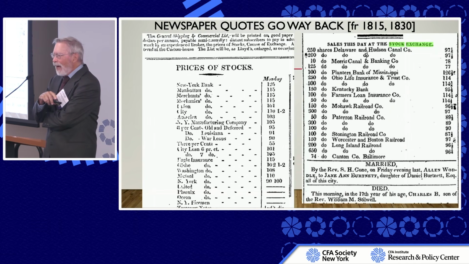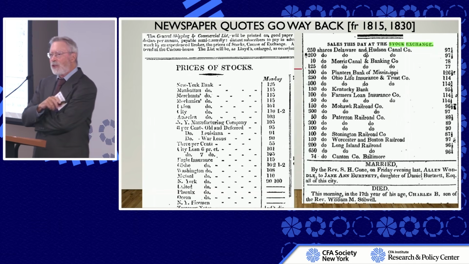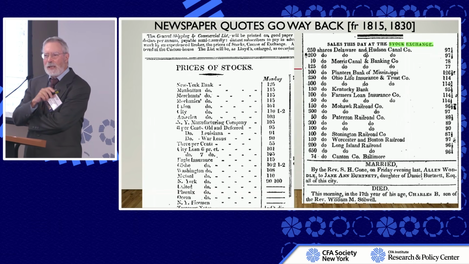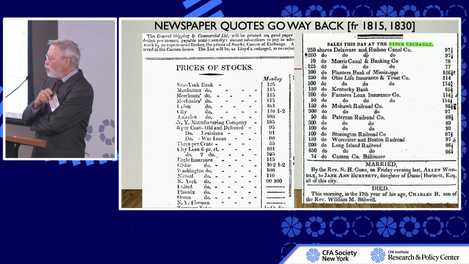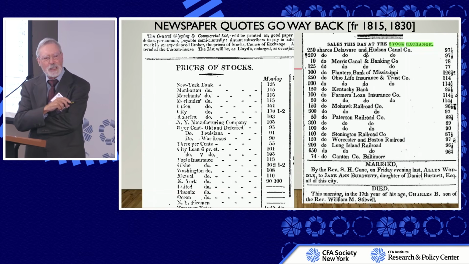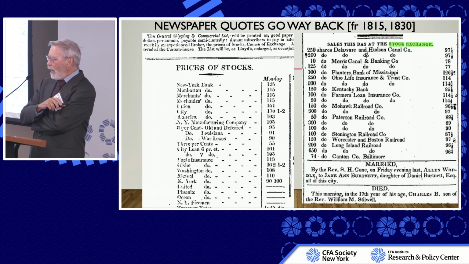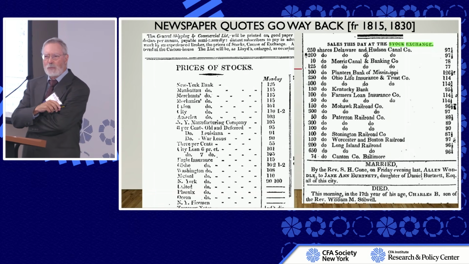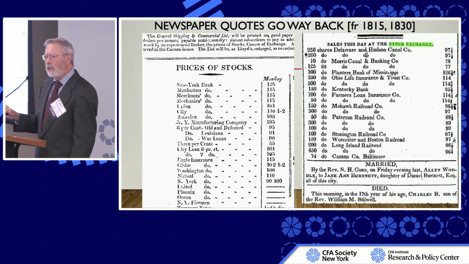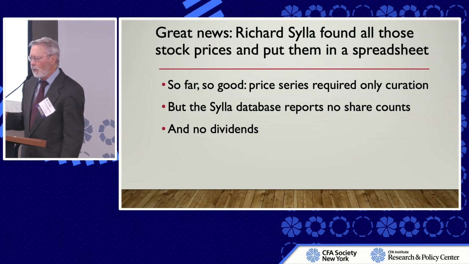But no matter how far back you go in time, in American newspapers, you will see stock price quotes. There's two examples from 1815 and 1830. They were just news items. They were mixed in with the marriage notices and the death notices. What was being quoted changed, but as far back as you can go, you see stock prices in the newspaper.